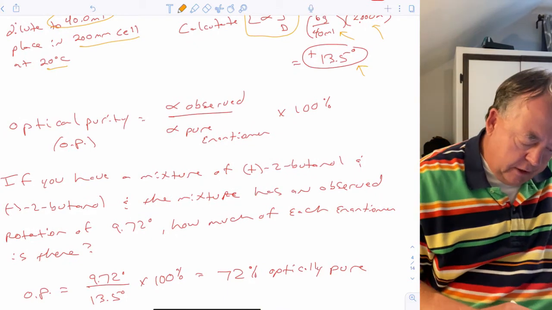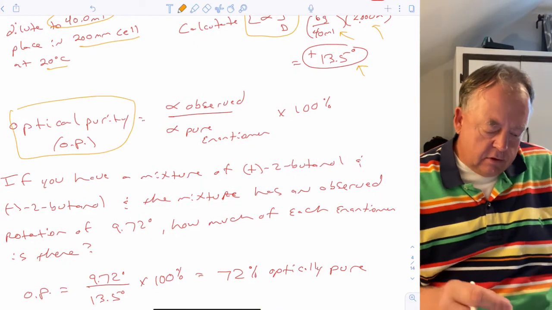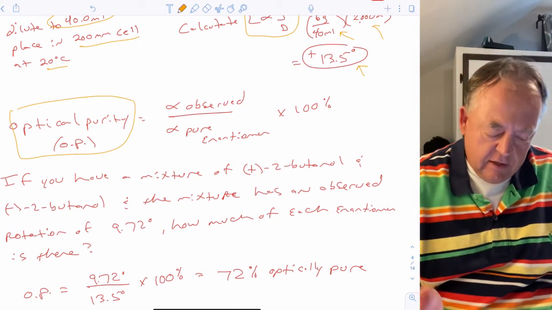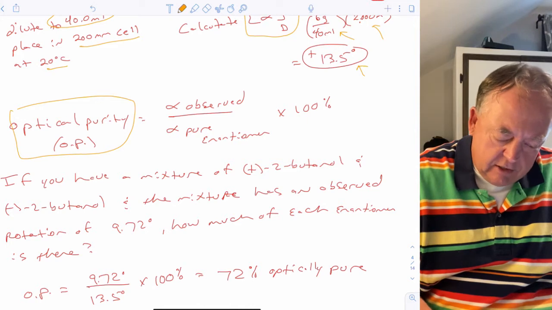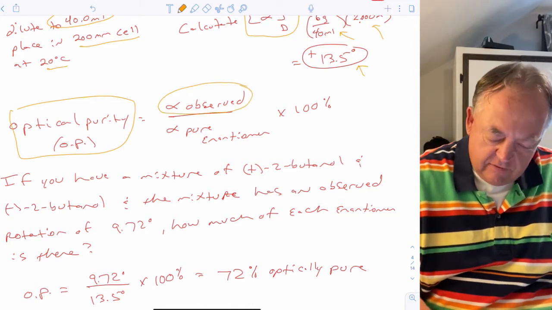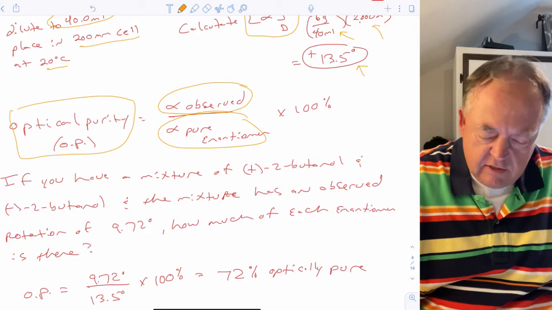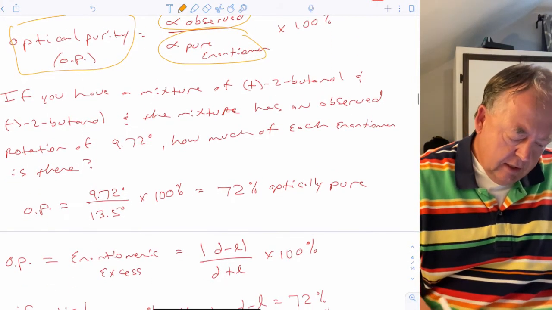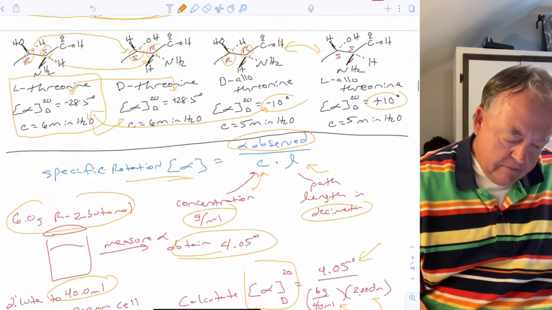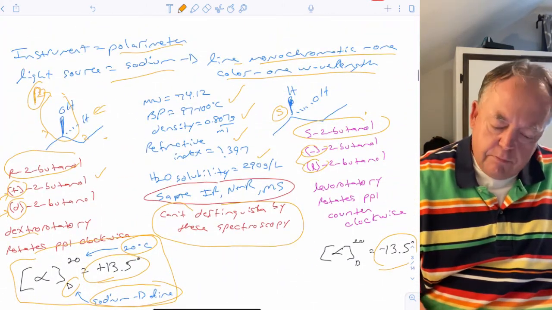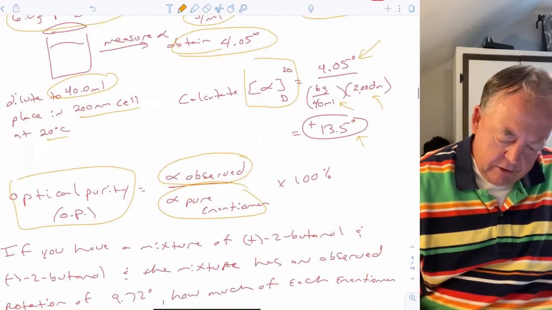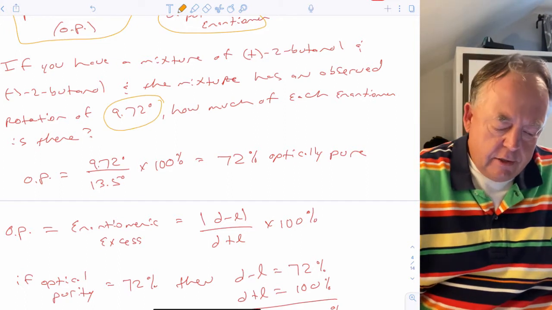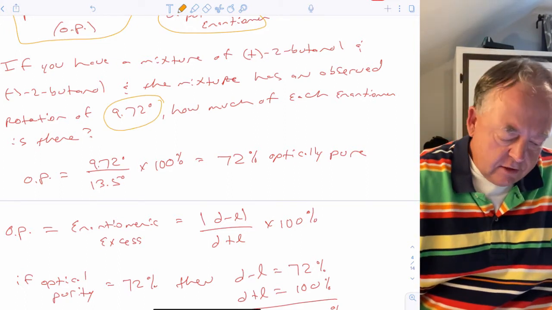Okay, optical purity. This would just be a measure, if it's just R and S isomers, of how much R versus how much S you have. You can use the optical activity to figure that out. That's the optical activity observed divided by the optical activity of the pure enantiomer times 100%. So if you had a mixture of R and S butanol and you measured the optical activity and it was 9.72 degrees, then you can figure out how much of each enantiomer is present.